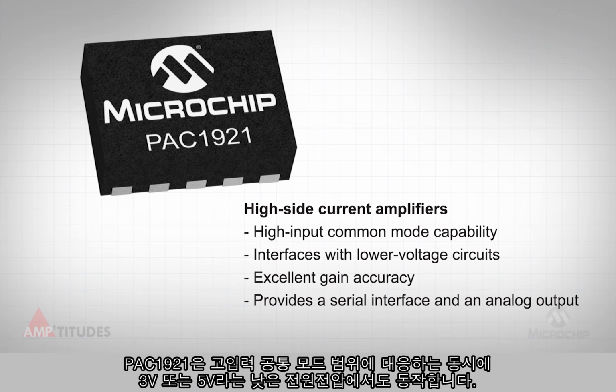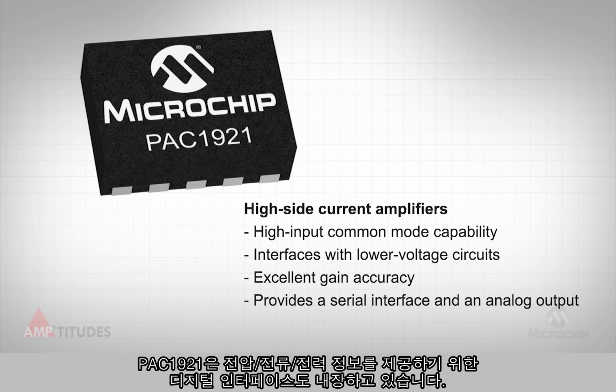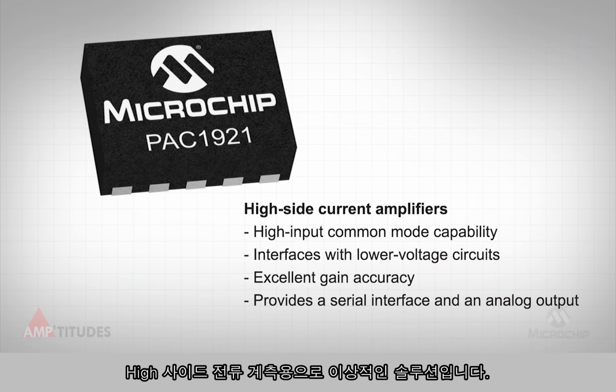These specialty amplifiers support high input common mode ranges while the core still runs off of a lower voltage rail, such as 3 volts or 5 volts, which simplifies the interface with lower voltage microcontrollers. This specialty device also provides a digital interface, providing voltage, current, and power information. The PAC1921 also supports an analog output for real-time data collection, making it an ideal solution for high-side current sensing.